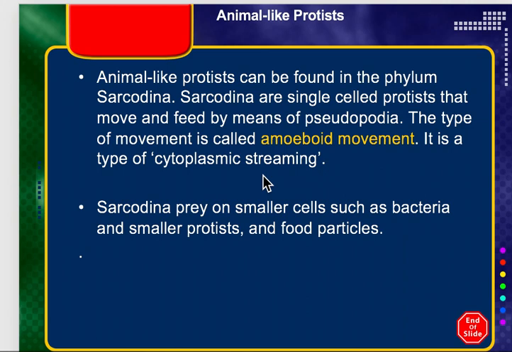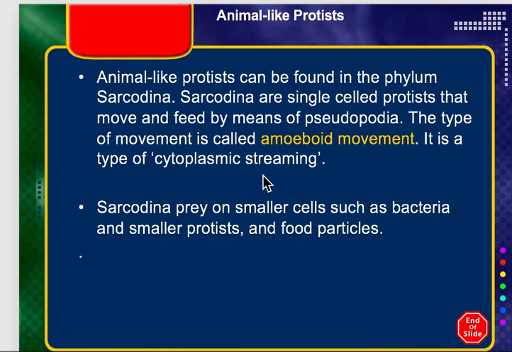So with your sarcodines, because these are our amoeba, they move and they feed by means of a pseudopodia. Now, we talked about pseudopodia as a false foot and that it was a means of movement, but actually the pseudopod functions as a feeding appendage as well, because when the amoeba extends out its cytoplasm, it can be engulfing food particles and bringing it into the actual body. So the type of movement is called amoeboid movement. Amoeboid movement uses a pseudopod.